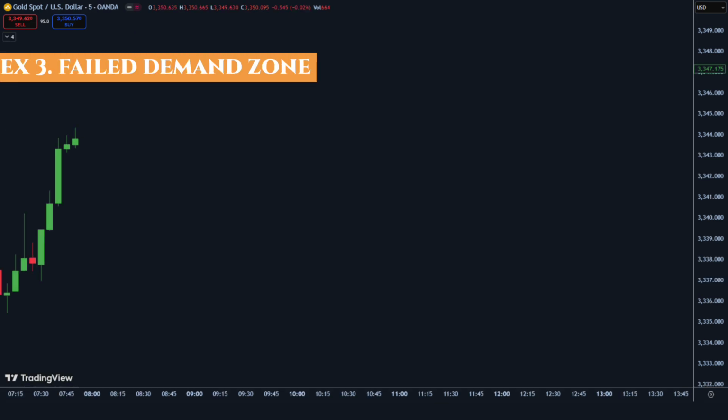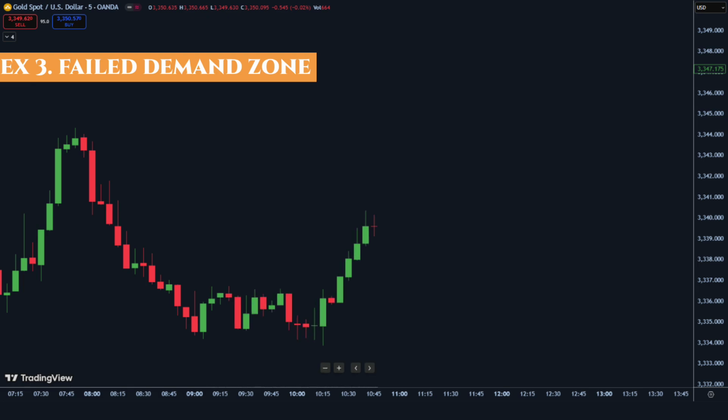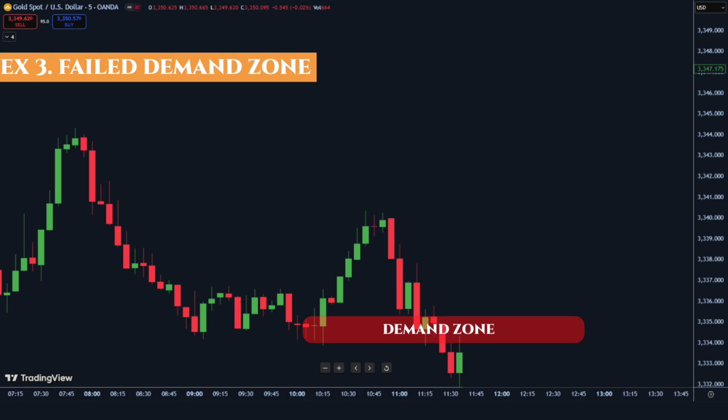Example 3, failed demand zone. Let's look at a failed setup. Price creates a strong bullish move from a 5-minute demand zone. You mark the zone, price comes back, but this time it breaks straight through.